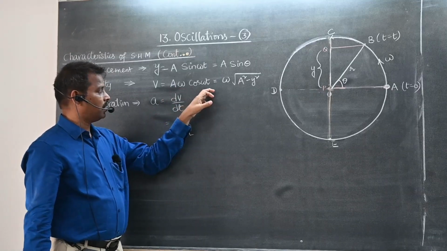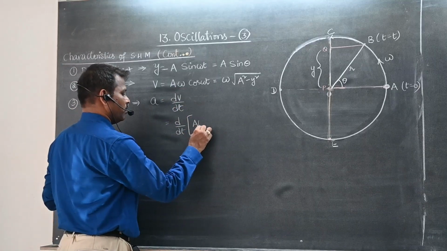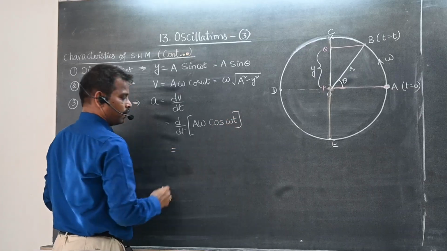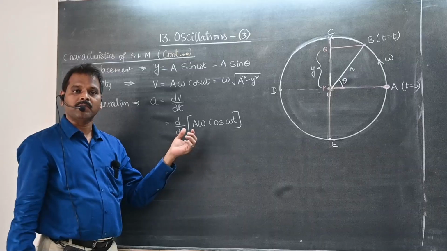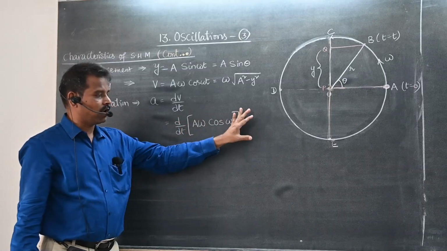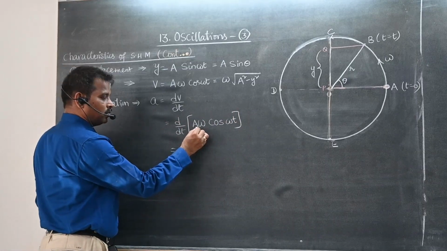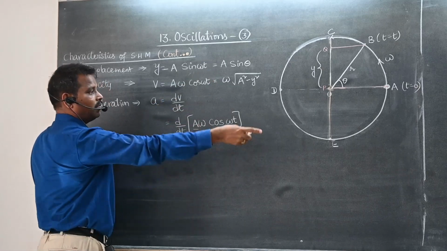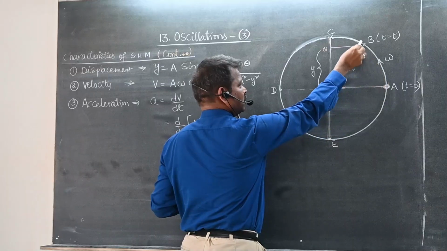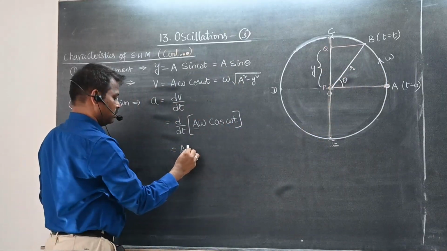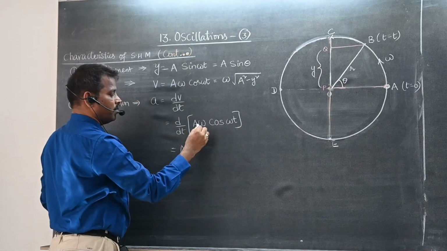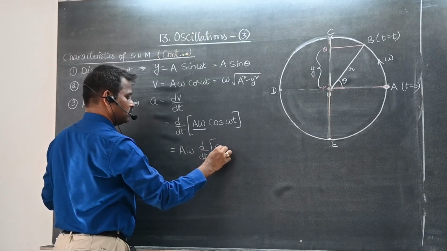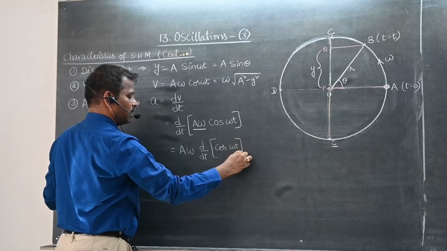So what are we going to take? A omega cos omega t. Whenever differentiating and integrating, bring the constants outside. What are the constants here? Is the amplitude of the oscillation constant or not? Yes. Is the angular velocity of the particle executing this circular motion constant or not? Yes. So we can bring this A omega outside. We need to differentiate only that variable, cos theta or cos omega t.